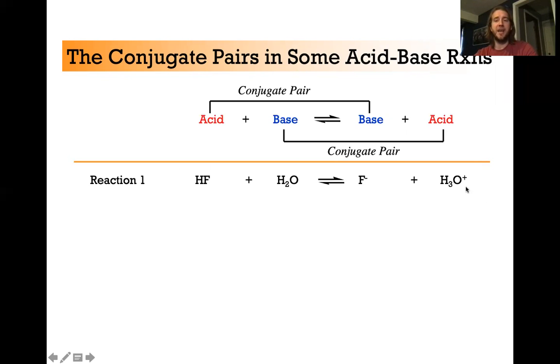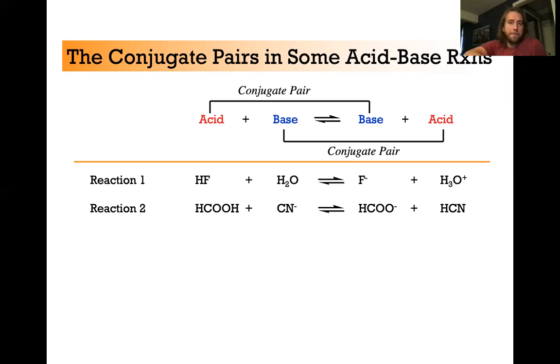The water is accepting it. So this is your base. But when they actually change, this fluoride now has become the conjugate base. The H3O plus is now the conjugate acid. Here, try another one for me real quick. We've got our hydrogen being lost here. So we've got our acid turning into a conjugate base. This cyanide ion is accepting the hydrogen, changing into our hydrocyanic gas. This is our base, changing into our conjugate acid.